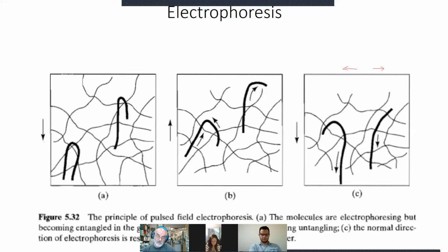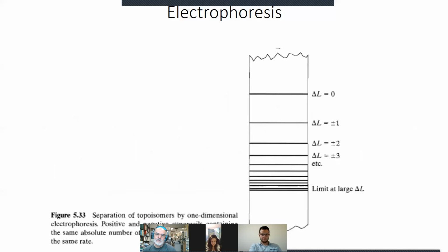This technique is really used in genomic DNA, literally really large DNA particles. Mostly when you're working with restriction fragments, this kind of thing doesn't happen. Okay.